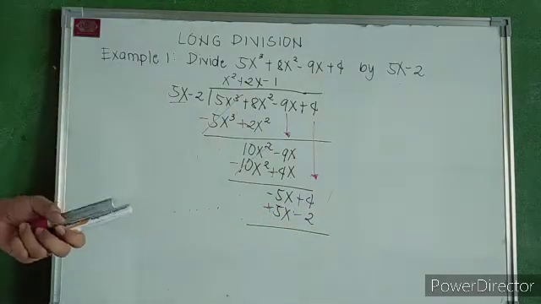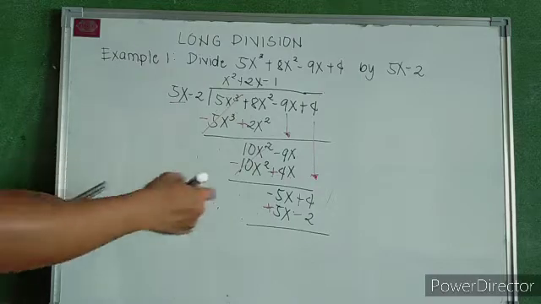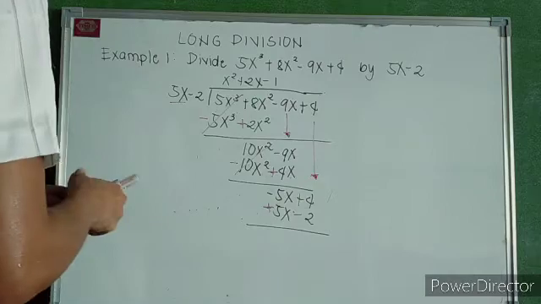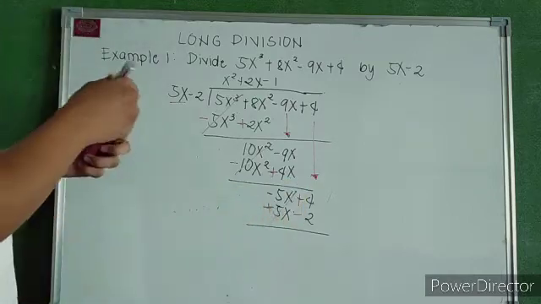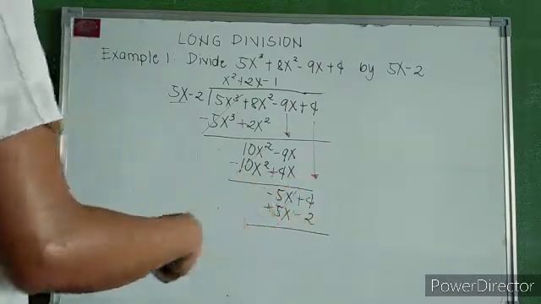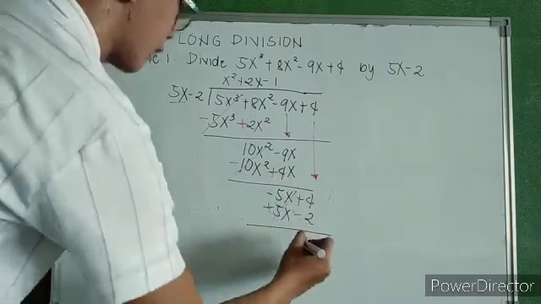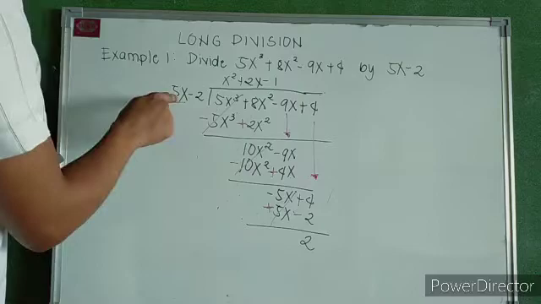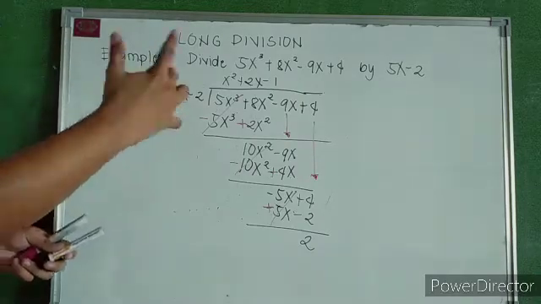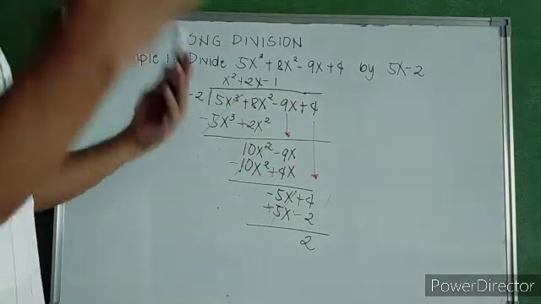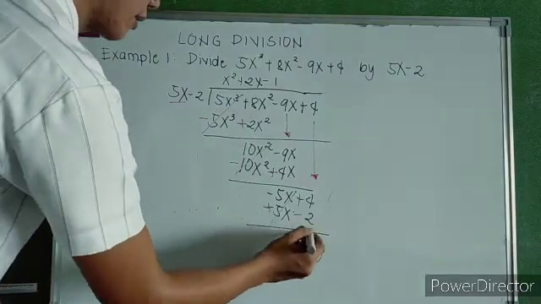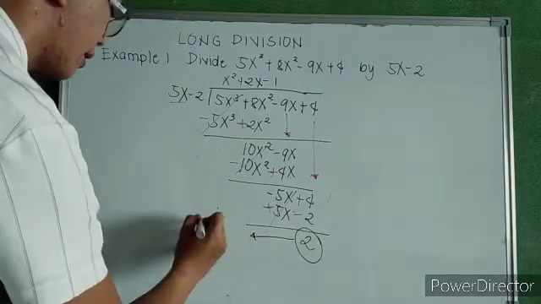So always remember this, do not forget. So, let's combine negative 5x plus 5x, that is equal to 0, cancelled out. So, positive 4 minus 2, we get positive 2. So, since this 2 cannot be divided by our 5x, this simply means that this 2 will be our remainder. This will be our remainder.